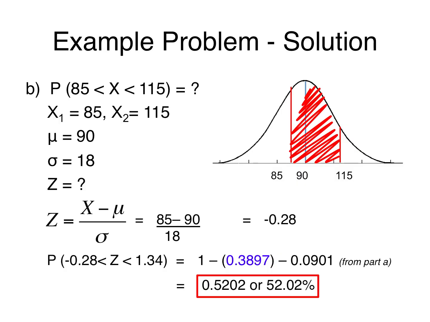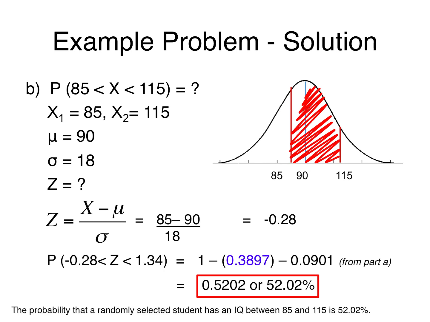We now take both of the percentages we calculated that are in the tails, or outside of 85 and 115, and subtract these from 1, or 100%. And we're given our answer of 52.02%. So we conclude that the probability that a randomly selected student has an IQ between 85 and 115 is 52.02%.